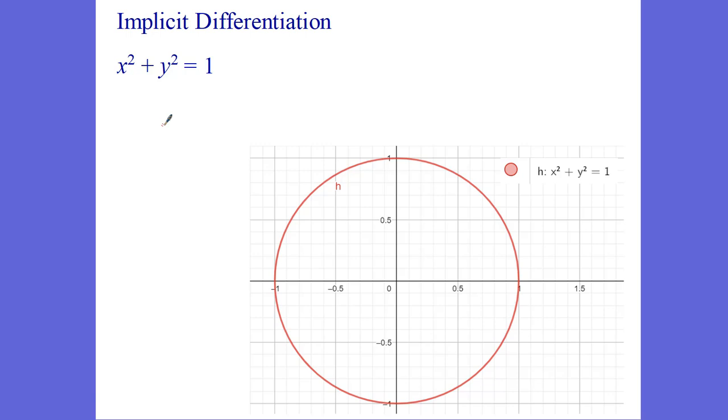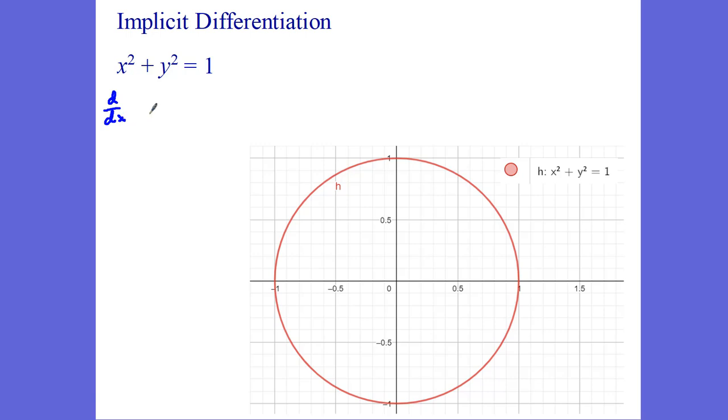You can see right here we have x squared plus y squared equals 1. That's the equation for a circle. And you can see if we wanted to find the slope of the tangent line at any single point on this, we could figure out, even though this isn't quite a function, what's called implicit differentiation. And so what are we going to do?